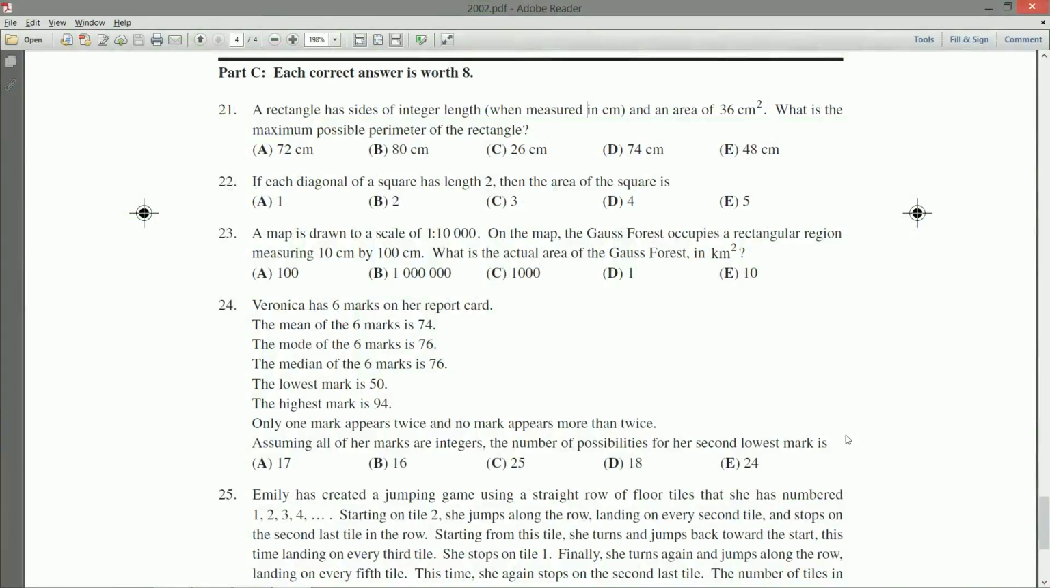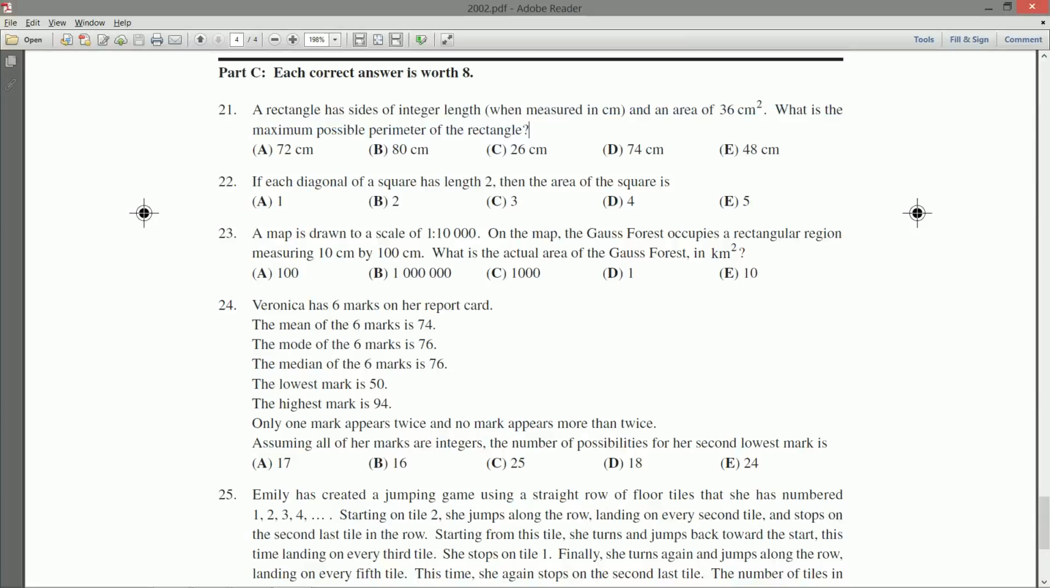Question 21. A rectangle has sides of integer length when measured in centimeters. Although with most questions like this, the units really don't matter, but measured in centimeters. And it has an area of 36 centimeters squared. What is the maximum possible perimeter of this rectangle?